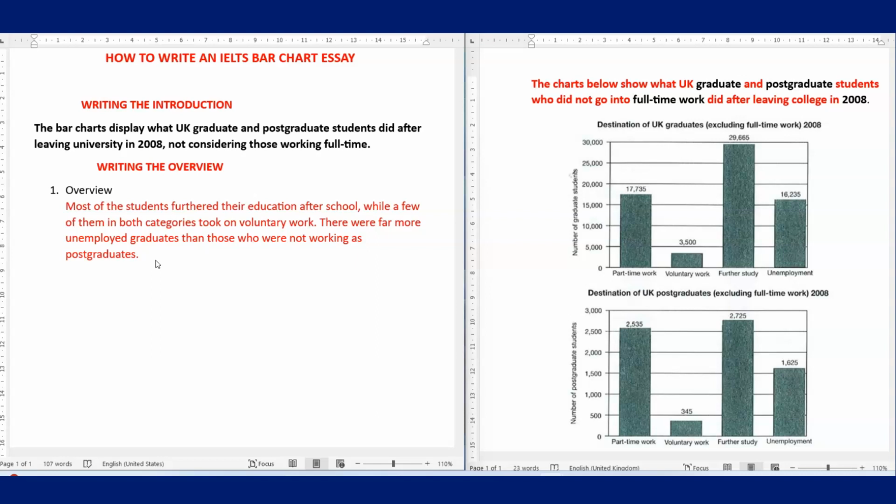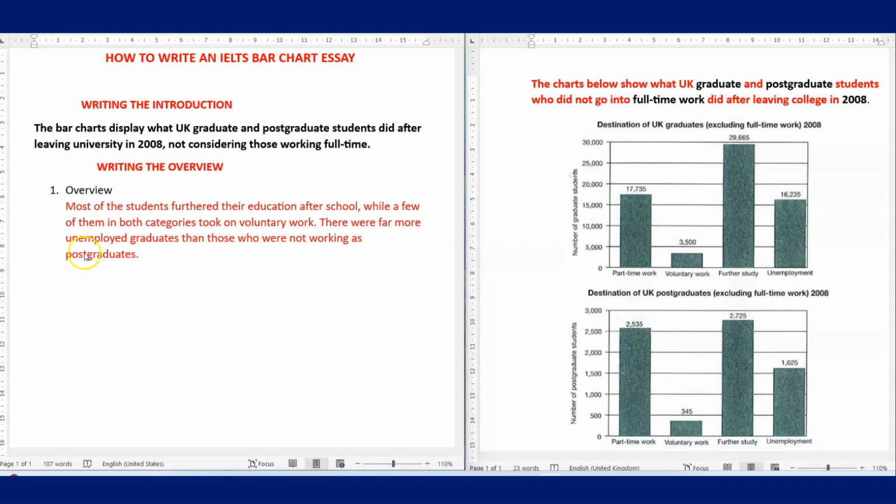So if you are writing the essay, take it like this. The introduction is where you tell the people what the whole essay is about. The overview is your summary. You are telling them that at the end of my research, I saw that this is what happened. There were more people who were unemployed as graduates than as postgraduates. In the detail paragraph, you pick each one of them and explain in detail. You tell them that what I said in the summary, this is what I mean, and that's where you add all your facts and figures.